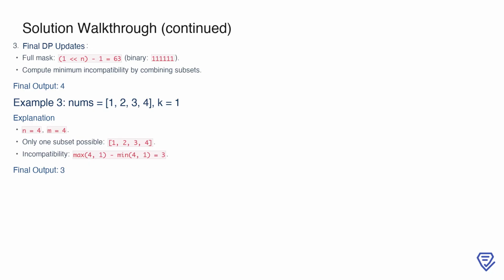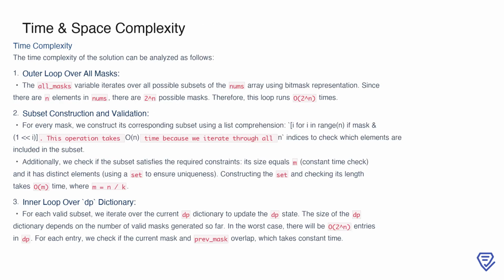To analyze the time complexity of our solution, let's break it down step by step. First, we have the outer loop that iterates over all possible subsets of the nums array, represented by the all_masks variable. With n elements in the array, there are 2^n possible masks, meaning this loop runs 2 to the power of n times. Next, for each mask, we construct its corresponding subset, which involves iterating through all n indices to determine which elements are included. This step takes n time.